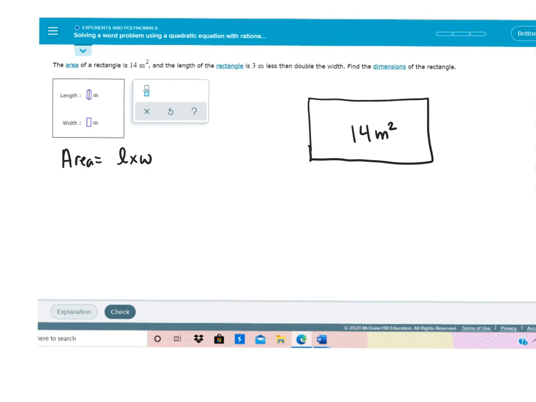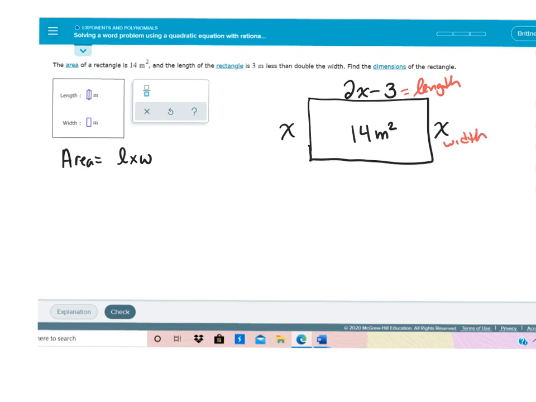So I'm going to call the width x. So this side would be x as well. And the length, which is the other side, is 3 meters less than double the width. So I'm going to double the width and take 3 meters less than that. So that's going to be 2x minus 3. So this is length, and this is width.